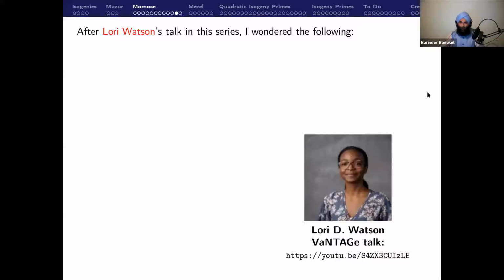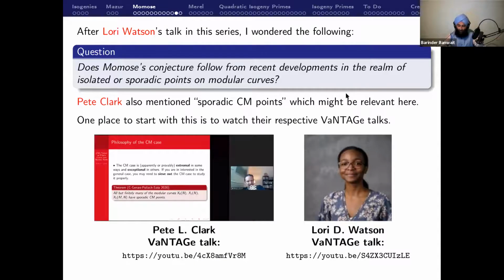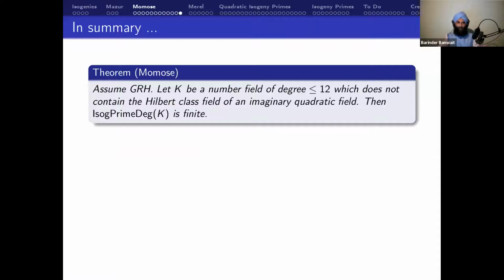Now, after Laurie Watson's talk in the VaNTAGe seminar three weeks ago, I was wondering, has this conjecture been proven now, perhaps in different language? In particular, does it follow from recent developments in the realm of isolated or sporadic points on modular curves? I'm afraid I don't know enough about this area to give an answer straight up, but perhaps people in the audience do, so I'm throwing this out there. This also came up in Pete's talk last week, where he mentioned these sporadic CM points. One place to start could be to watch their respective VaNTAGe talks. For now, though, I'm just going to summarize Momose's work.